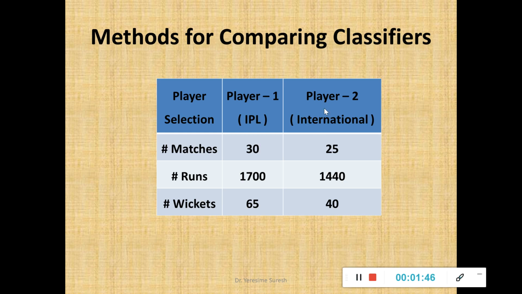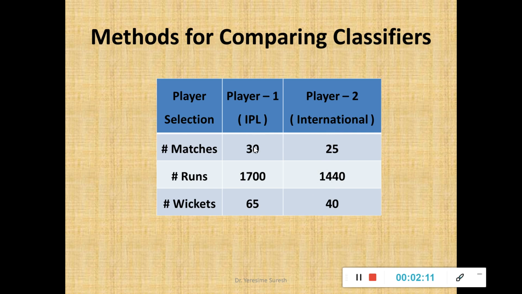Now if you ask me, I would rather choose player 2 rather than player 1. So the obvious question you'll ask is, sir, why? Because player 2, the number of matches that he has played is 25. They are all at international level, and the runs scored also are against international teams, and the wickets taken also are with respect to international teams or international players.